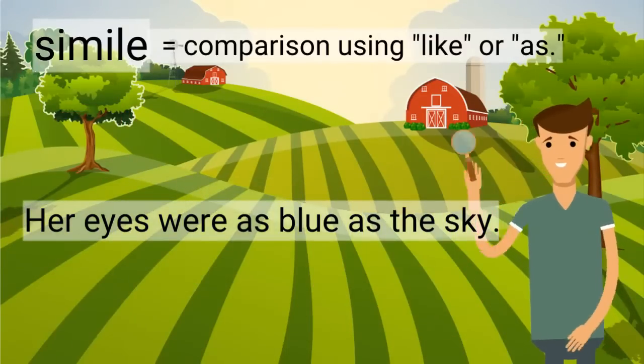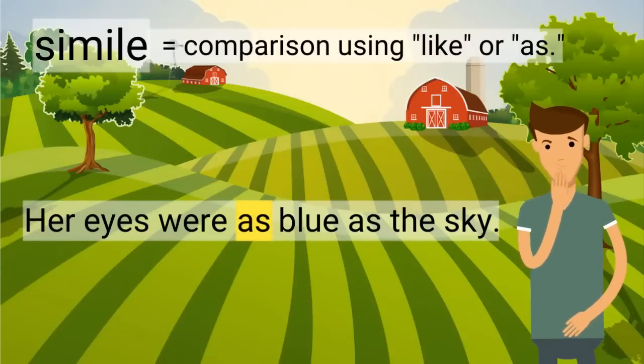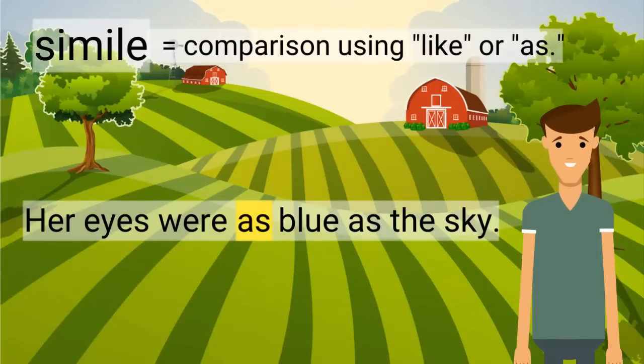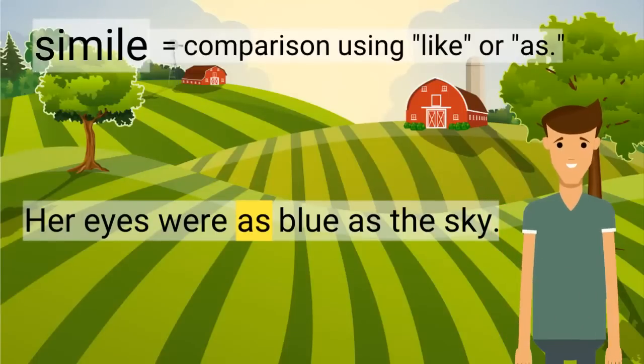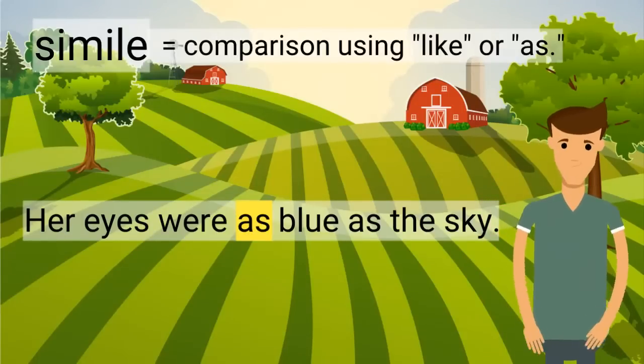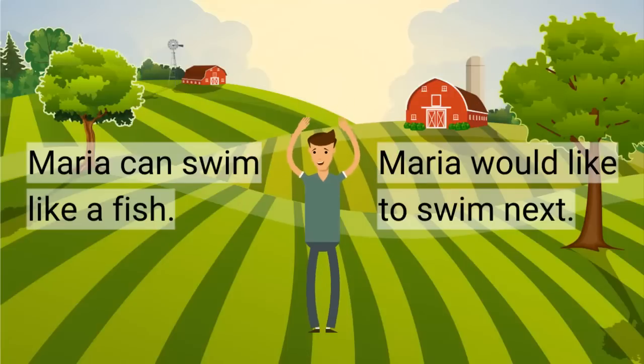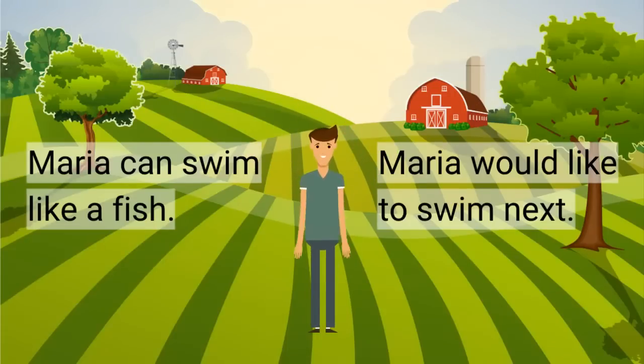Read this simile. What two things are being compared in this simile? This simile compares her eyes with the sky. This tells us that her eyes were very blue. Remember that a simile has to compare two different things.